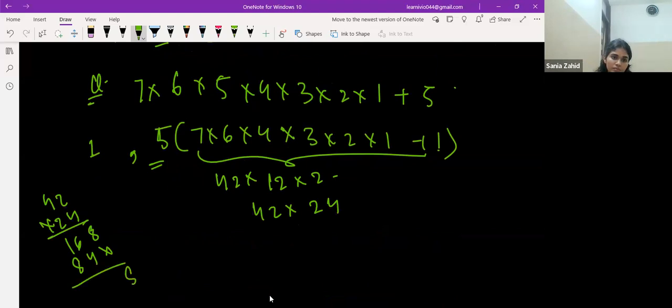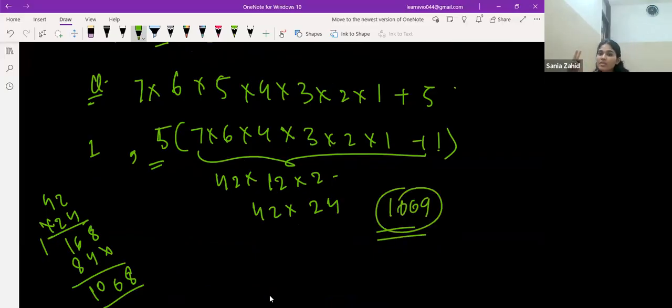8, 16. 1008 plus 1, so 1009. We get to know 1, 5 and 1009 are also factors of the given number. That means it is a composite number. Understood?